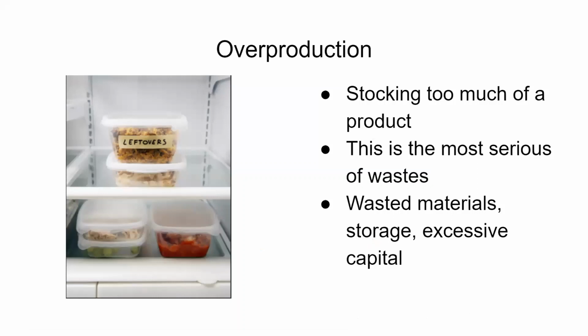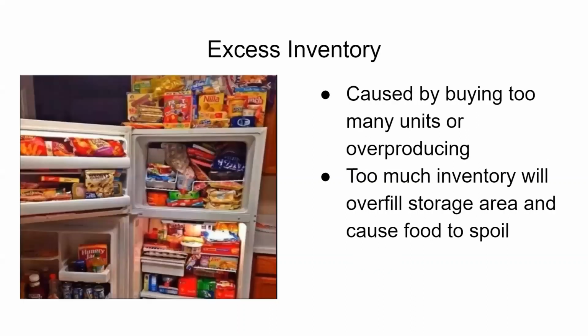We can fix this by having the just-in-time manufacturing lean ideal, which is to base it off of demand or to make to order. The second one is excess inventory. Excess inventory is caused by buying too many units or overproducing. Too much inventory will overfill the storage area and could potentially cause food to spoil if you work in an industry that makes food. For example, a restaurant buying too many ingredients has excess inventory. In order to solve this, we can use the same just-in-time process in order to make to order and base it off the demand.